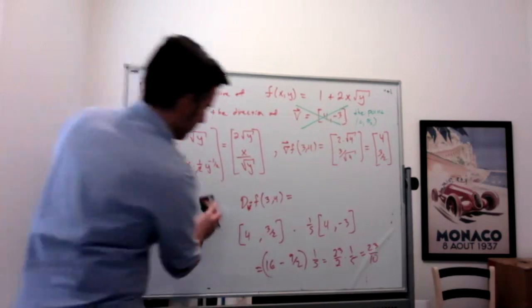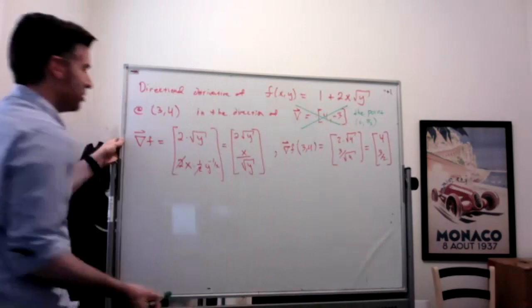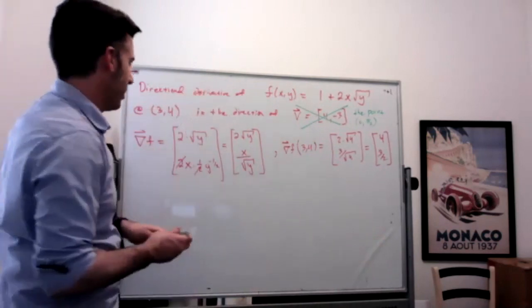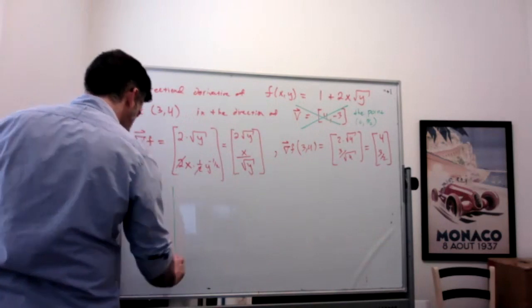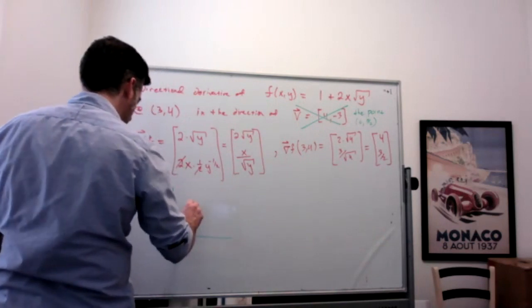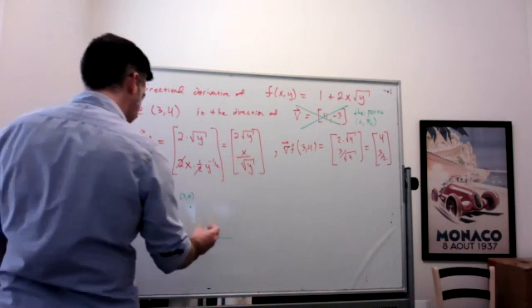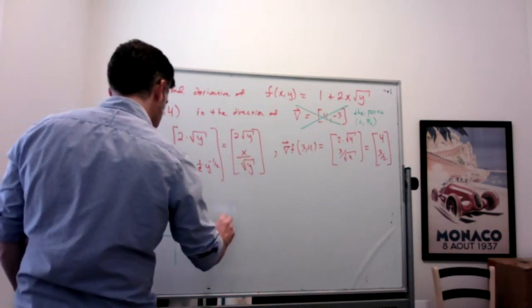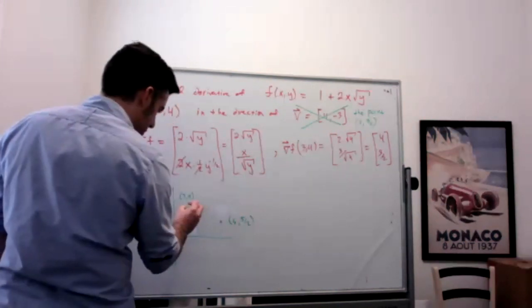But our vector v is no longer 4, -3, right? So if we're starting at the point, let's draw a little bit of the picture. We're starting at the point 3, 4, and we're going in the direction of the point 6, 5 halves. There. This is our new direction vector.